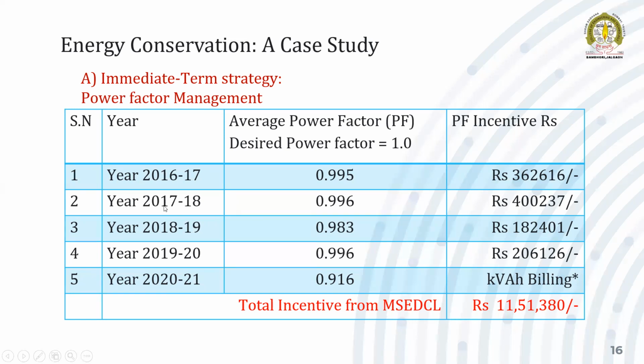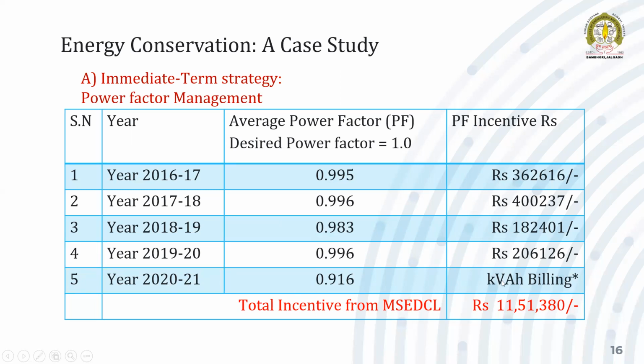Similarly, in year 2017-18, the average power factor for the entire year is 0.996, and we received an incentive of 4 lakhs. Similarly, in 2018-19 and 2019-20, the power factor is 0.983 or 0.996, and again we receive this much amount in the form of incentive. The total incentive for these five years is 11 lakhs, whereas the cost of an automatic power factor controller is not more than 70,000.